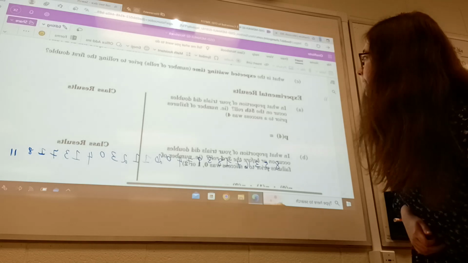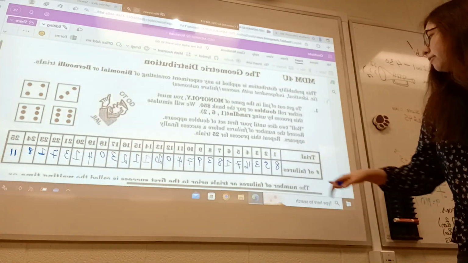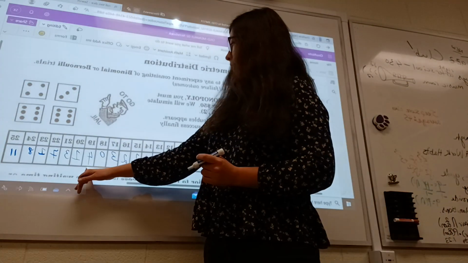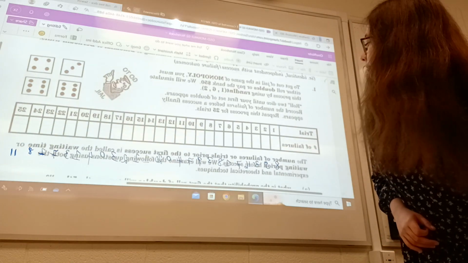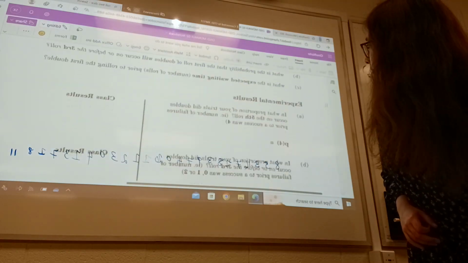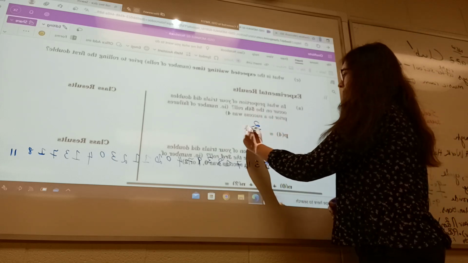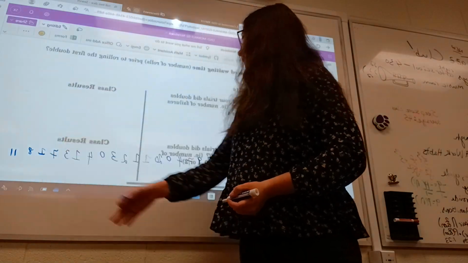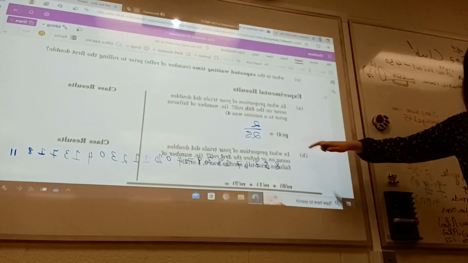Well, we need to look at our data. So how many 4s do we have? 1, 2, 2 out of 25. So that's what we can write, 2 out of 25. Just ignore this class results kind of section. That's what we are doing, our class experimental results, okay? So that's all you need to write there.